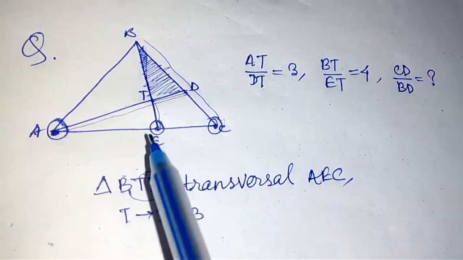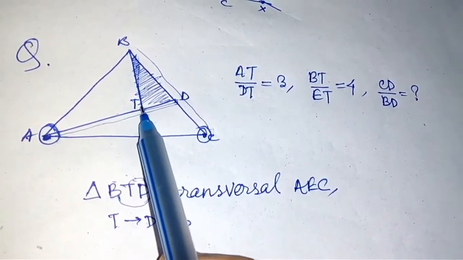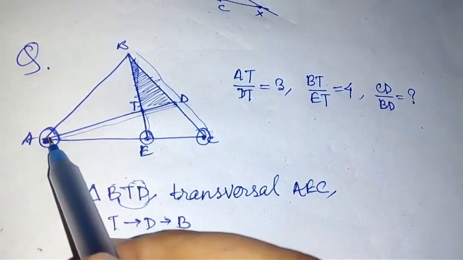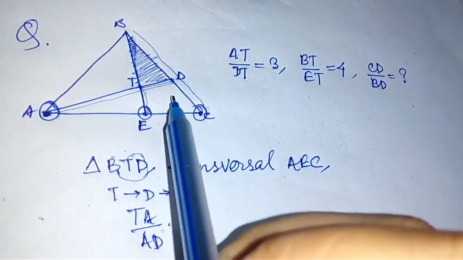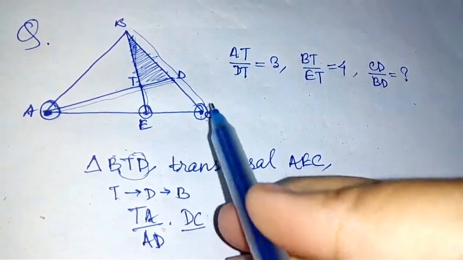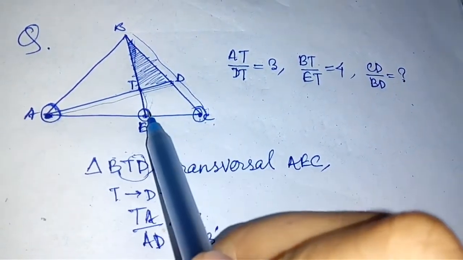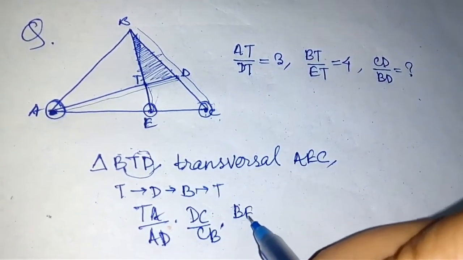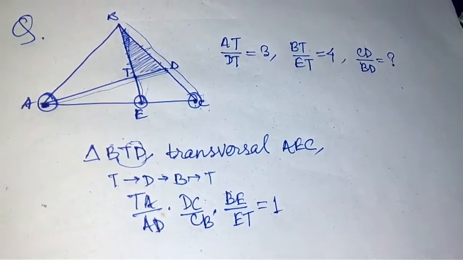Alright, now imagine the train is going from T to D and it is cut at point A. So the train has to go via A. So I will write TA, it has to go via A, and from A it will go to D. TA by AD. Now I will do the product. See, it is D, it is cut at point C, it has to go via C. DC by CB. And see, this is B, it has to go via E to D. BE by ET, and that product is equal to 1.